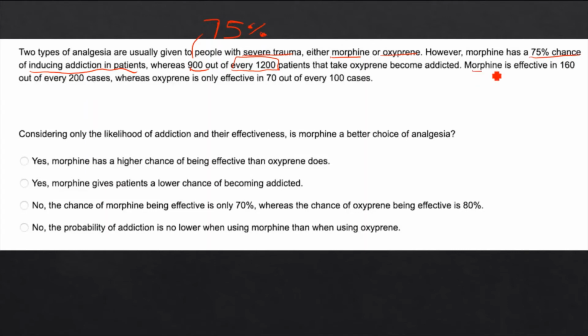And the other option states that morphine is effective in 160 out of every 200 cases, and this would make it 80 in every 100, and oxypyrin is only effective in 70 out of 100. So therefore morphine is more effective. Therefore the correct option would be that yes, morphine has a higher chance of being effective than oxypyrin does. So make sure that you look out for the option that will be the same, because it will allow you to work out faster which option will be different, and then you can focus on that.